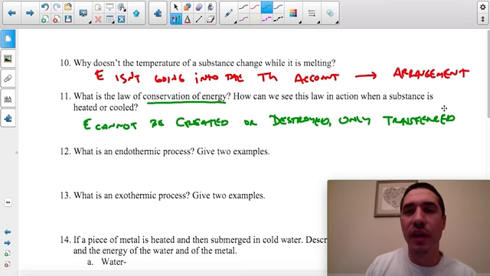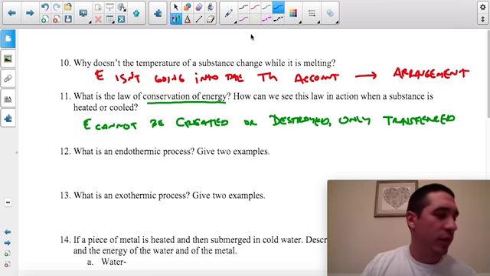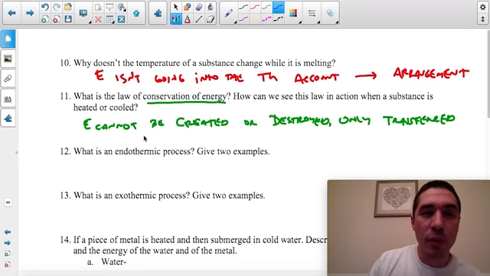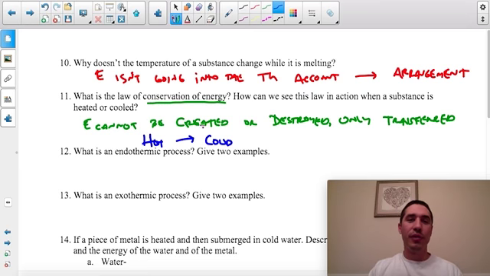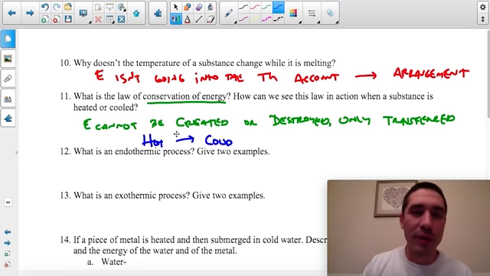So how can we see this law in action when a substance is heated or cooled? Whenever we have an energy transfer, things always flow from hot things to cold things. But when they do this, the amount of energy that goes from the hot thing to the cold thing is equal. You can't get more energy to flow from the hot thing to the cold thing than left the hot thing. So those two amounts of energy always have to be the same.